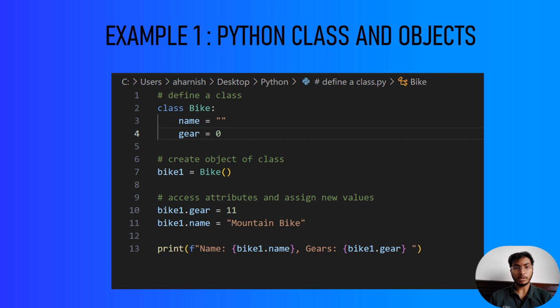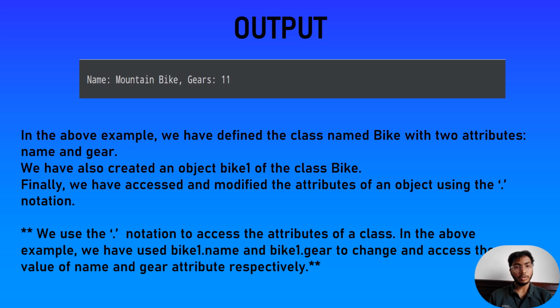Example 1. Python class and objects. Output: name mountain bike, gears 11. In the above example, we have defined the class named Bike with two attributes, name and gear. We have also created an object bike1 of the class Bike. Finally, we have accessed and modified the attributes of an object using the dot notation. We use the dot notation to access the attributes of the class. In the above example, we have used bike1.name and bike1.gear to change and access the values of the name and gear attributes respectively.